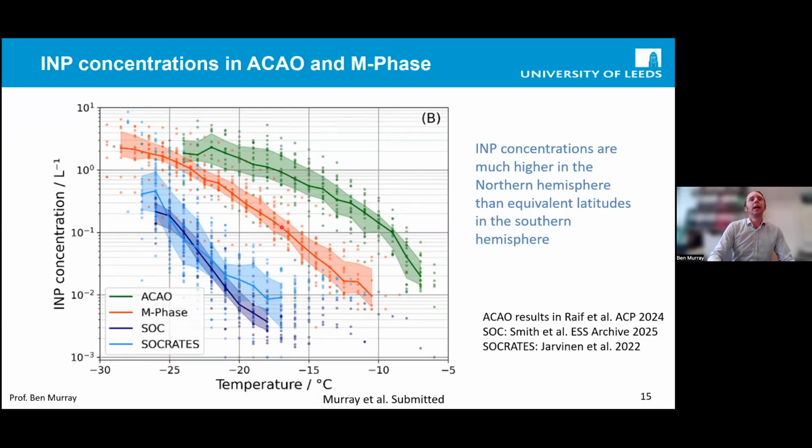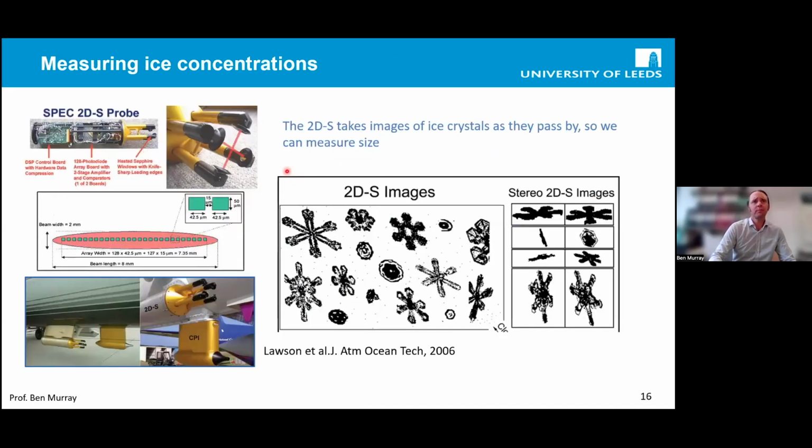But really, the INP concentrations that we recorded in ACAO and M phase are a lot greater than those reported for the Southern Ocean. So the other part of this puzzle: we've got the INP concentrations, we have multiple INP spectra per flight. So then we need to know the ice crystal concentrations.